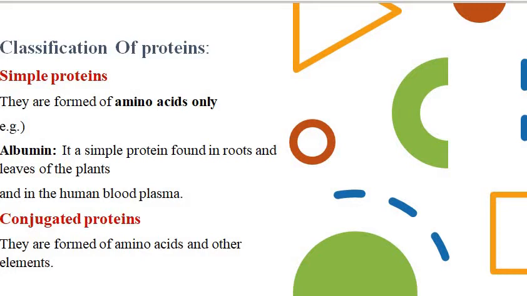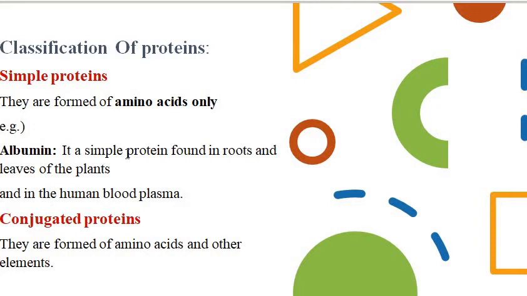We have simple protein and conjugated protein. Simple proteins consist of only amino acids, with not any element attached to them. Like what? Like albumin. It's found in the blood plasma of the human body and also found inside the leaves and the roots.